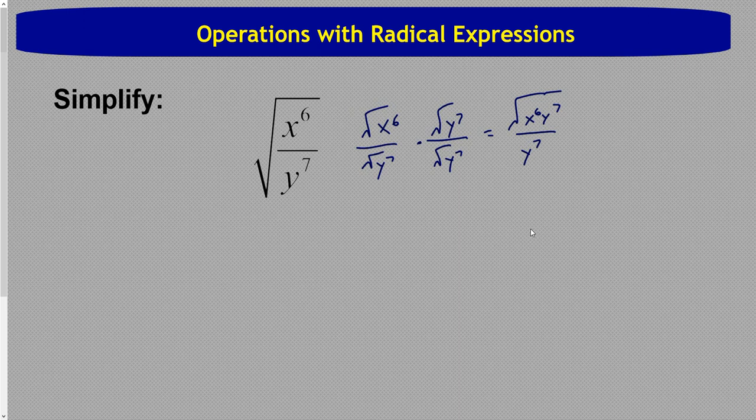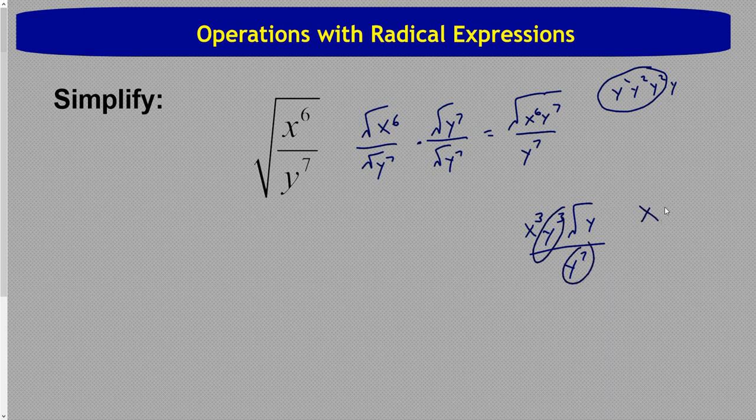What's the square root of x to the 6th? That would be x cubed. Y to the 7th could be y squared, y squared, y squared, y. So I have 3 perfect squares, so that can become y cubed with just 1 y left over y to the 7th. I have 3 y's on top and 7 in the bottom, which means this can just be x cubed square root of y all over y to the 4th, if these 3 cancel out with 3 of those. So this would be the simplified version.